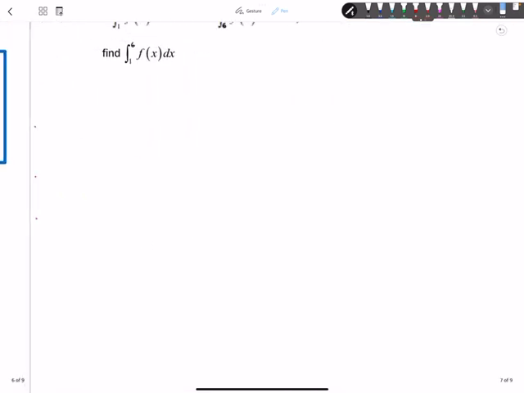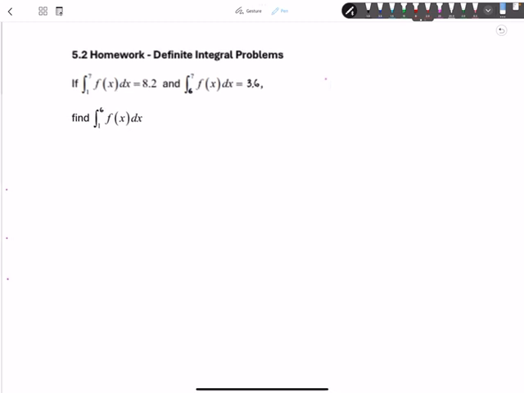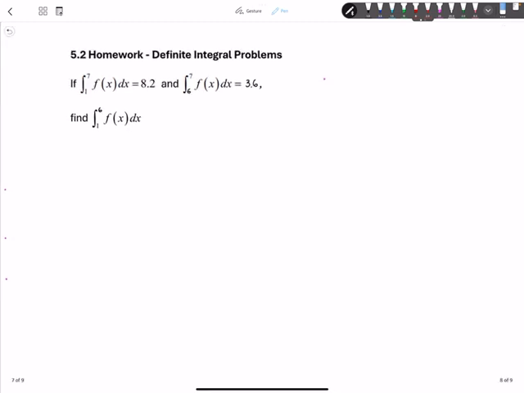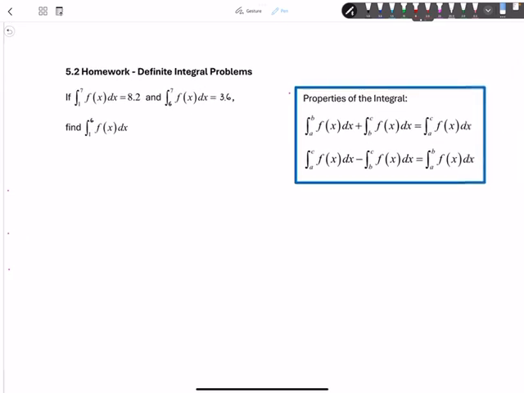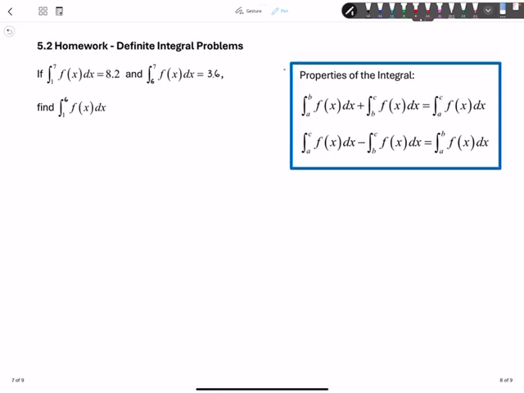All right, so another problem here says, if we know that the integral from 1 to 7 for f of x dx is equal to 8.2, and the integral from 6 to 7 for f of x dx is 3.6, can we find the value of the integral from 1 to 6 for f of x dx? And again, I'll quickly put that same list of properties up here. We're going to use the same properties that we saw in the previous problem.